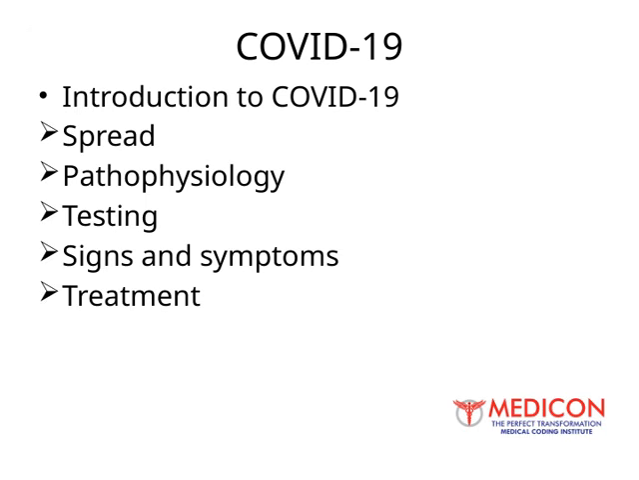Next, we'll explore the pathophysiology, which is how the virus affects our bodies, particularly how it targets the respiratory system and can lead to severe illness. Moving on, testing is a crucial component, covering the different types of tests available, like PCR and rapid antigen tests, and their roles in diagnosis and controlling outbreaks.